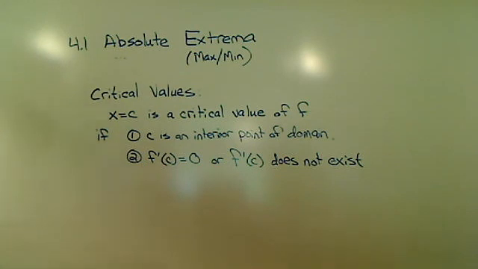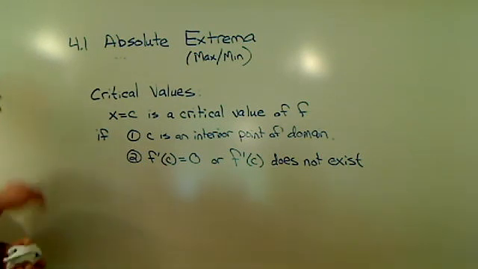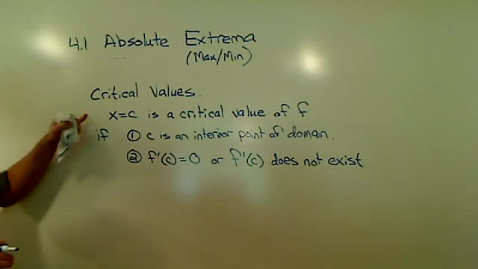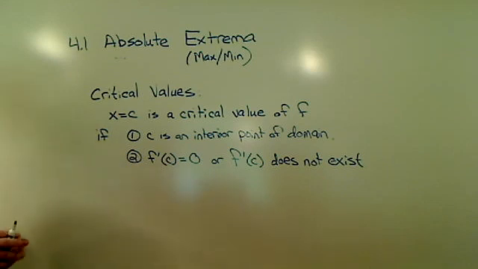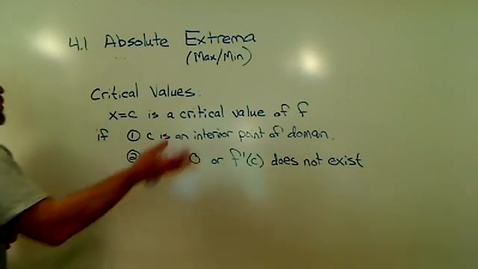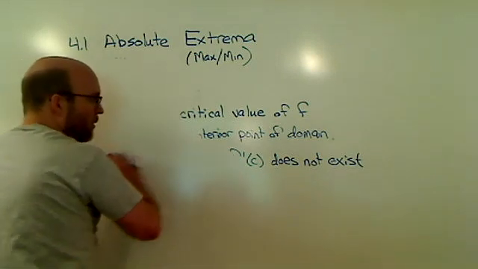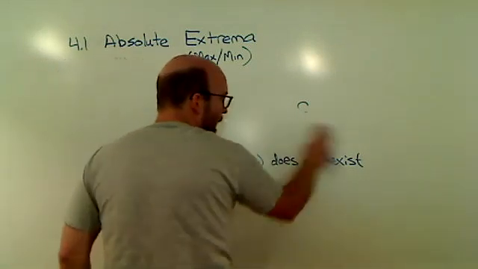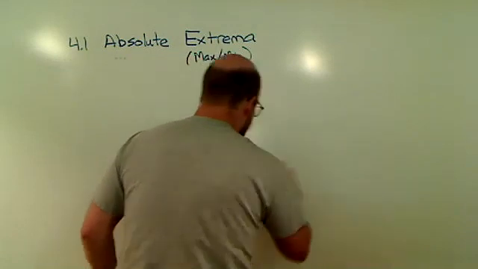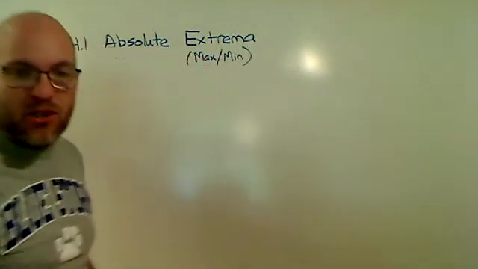Okay, so let's do a couple of examples about finding critical values, because that's the hard part. That's the part where you're actually doing the calculus. Once we've done that a couple of times, we'll just put it together and do one problem where we're finding the absolute maximum or absolute minimum, given some information.